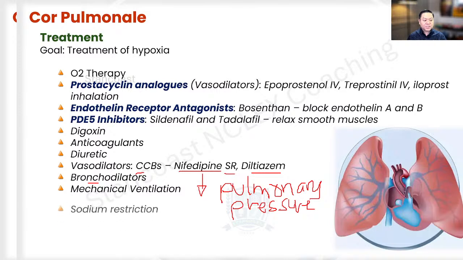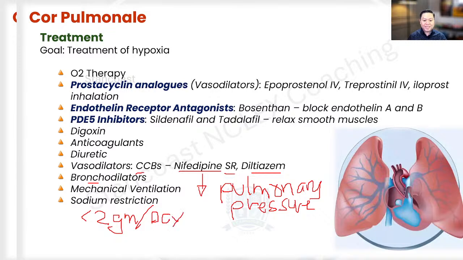Now, another is sodium restriction, especially in the diet. So the patient's diet will be limiting the intake of sodium. So we are expecting less than 2 grams of sodium in 24 hours. Less than 2 grams of sodium intake because of the increasing volume circulating within the bloodstream. We don't want to cause some more fluid to be retained in the circulation.